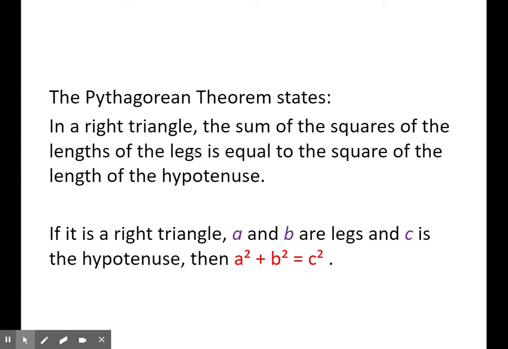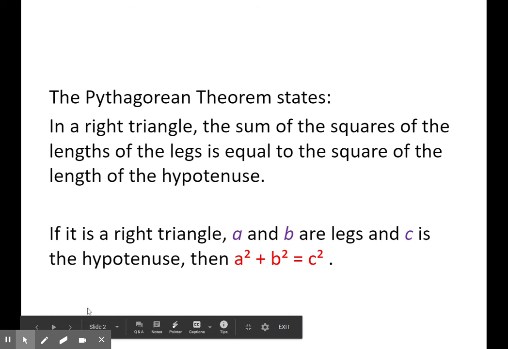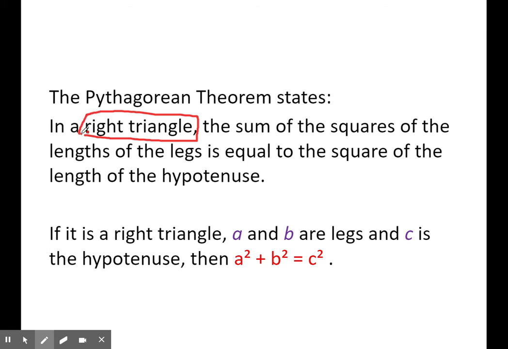The Pythagorean theorem states that in a right triangle, and this part is very important, this only applies to right triangles, the sum of the squares of the lengths of the legs is equal to the square of the length of the hypotenuse. Wow, that's a lot of words. The important words are legs and hypotenuse, and we're going to go over what those are in just a second.